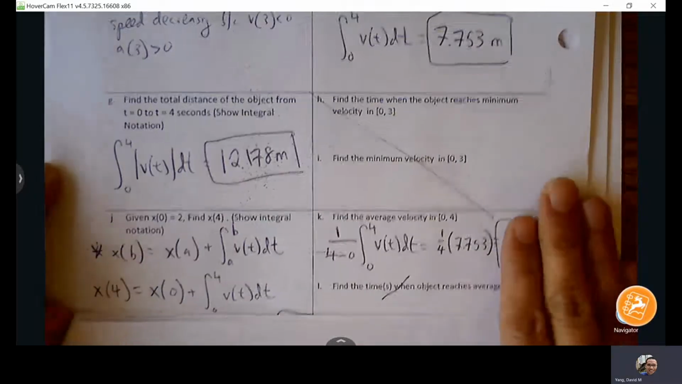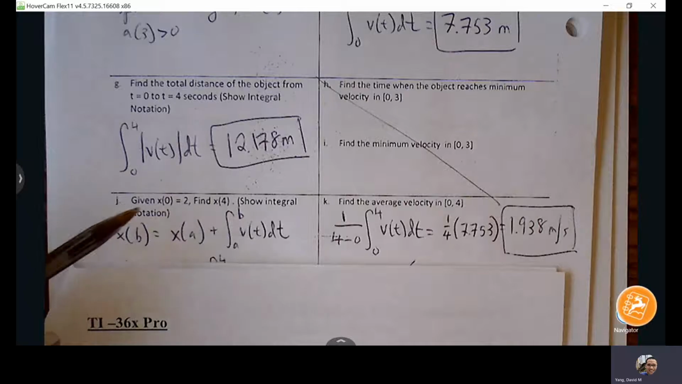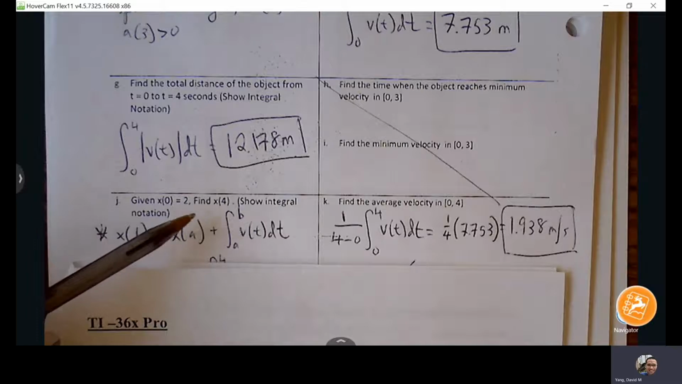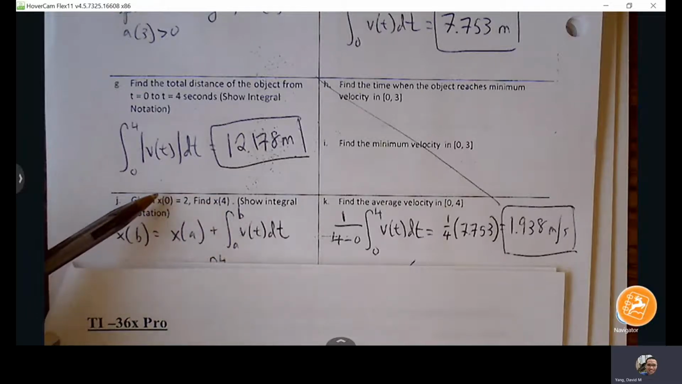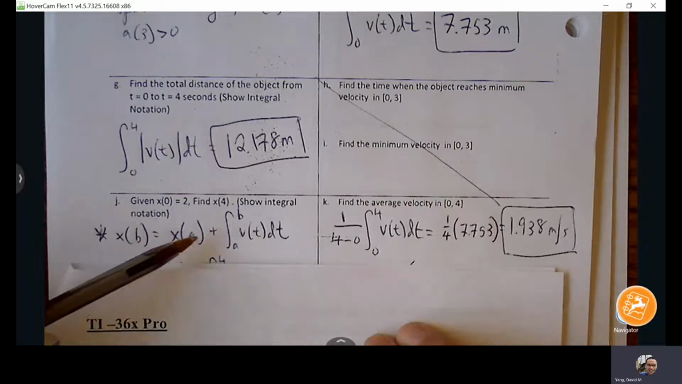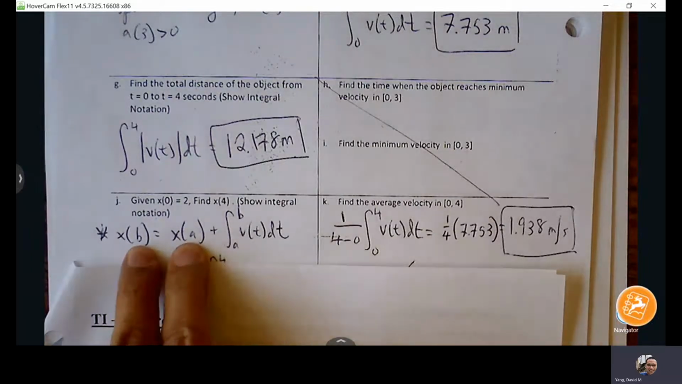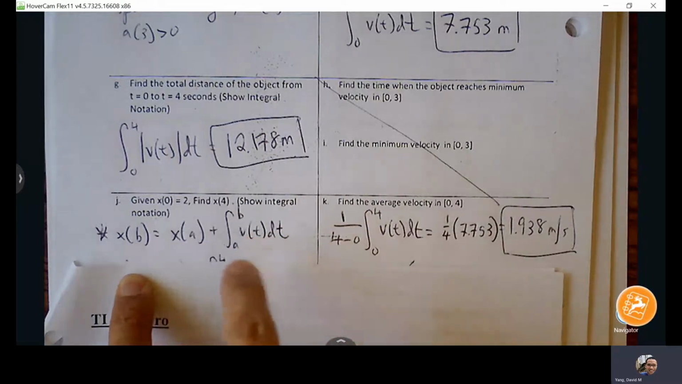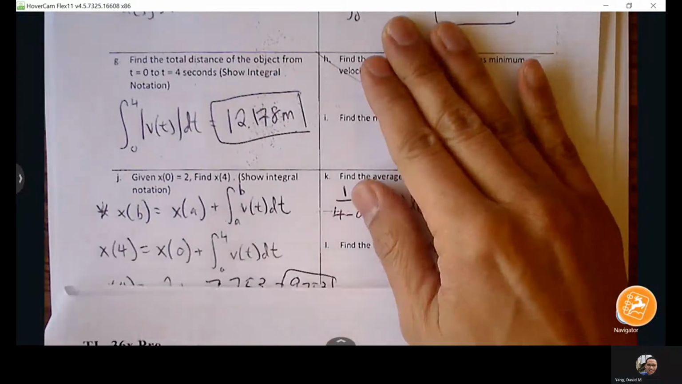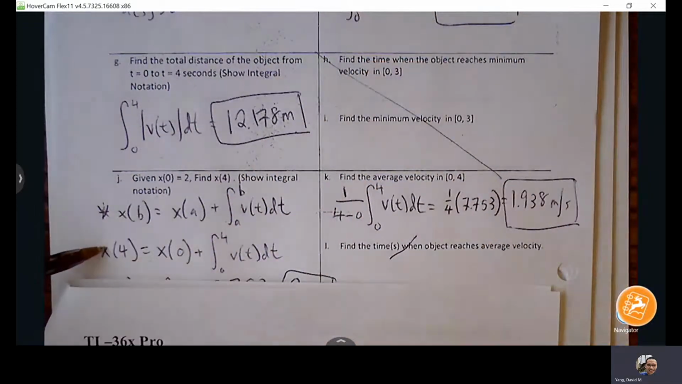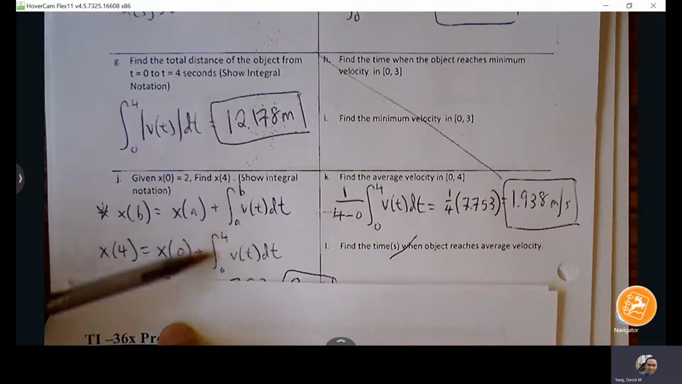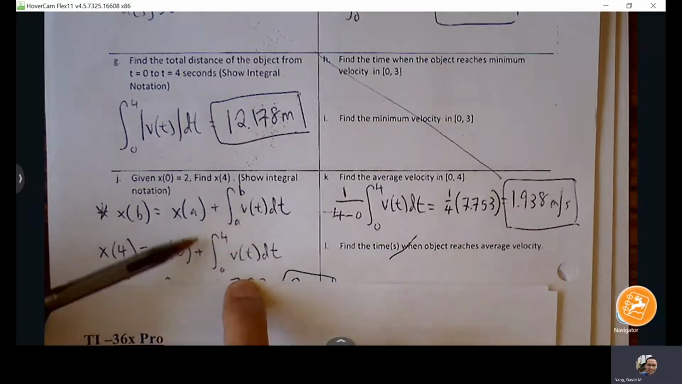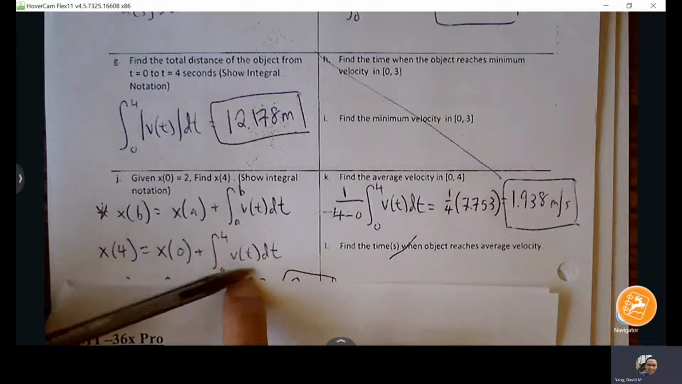Okay, part J, this is where we have to involve this first theorem rearranging. Anytime I'm looking for a physical location and I'm given a starting location, I need to go through this process. Final position equals initial plus displacement. So I'm starting at location 2, and I want to figure out how much progress I make in that time interval. I'm looking for x of 4. I'm starting at x of 0, so I want to know what happens in that gap. I want to know how much ground I cover between 0 and 4 seconds.